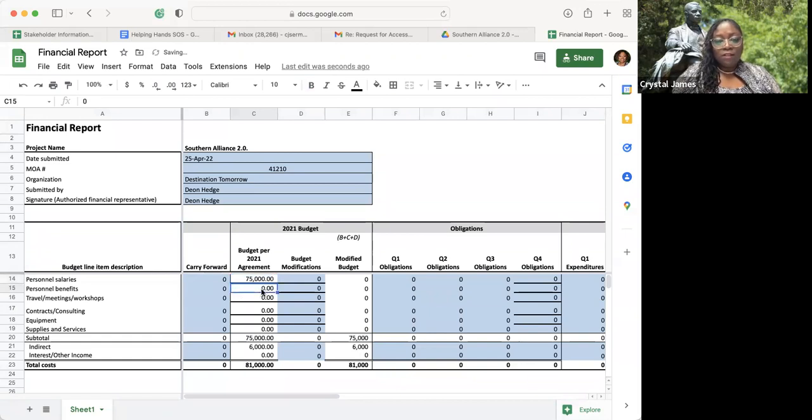Let's say we have $75,000 for salaries. We have $20,000 in benefits. We have another $30,000 for meetings, travel, and workshop. We have about $24,000 in contracts and consultants, no equipment. And then for the remainder, we have about $15,000 in supplies and services.